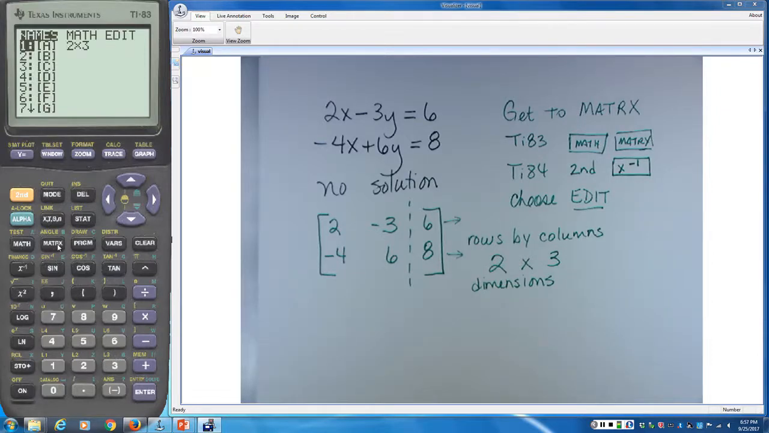So I go back to the matrix menu and I choose matrix A, which notice now it says matrix A is a 2 by 3. So I press enter and then enter again because I want to see it printed out. I want to make sure it looks like what I think it does.